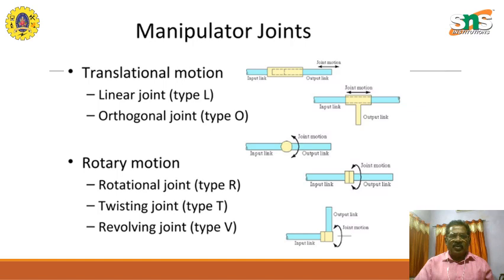The manipulator joints are shown like this, how the joints are there, how the movement takes place in the manipulator. The translation one, where it can slide up and down here, is a linear type or an orthogonal type. Okay, so exactly when this moves, it is exactly perpendicular to this. You also have the rotary motion. In the rotary type, you have the R type or the twisting type here. This is the twisting type, and then you also have the revolving type. So three different types of rotary motion: rotational, twisting, and revolving joint.